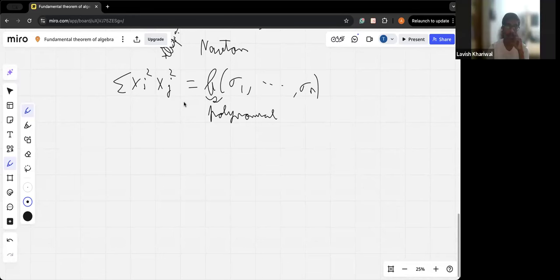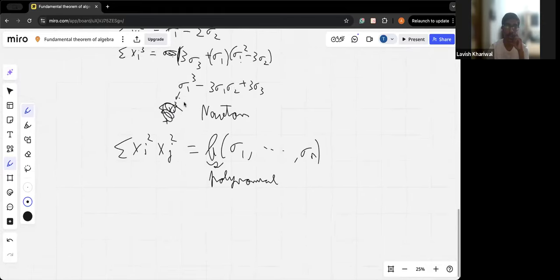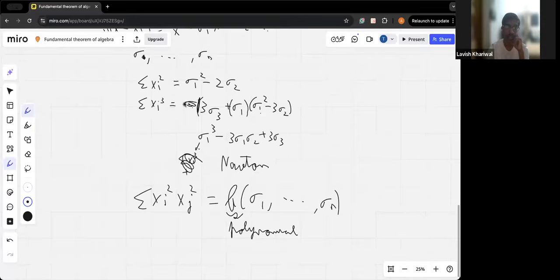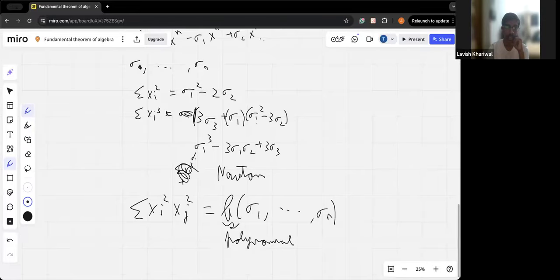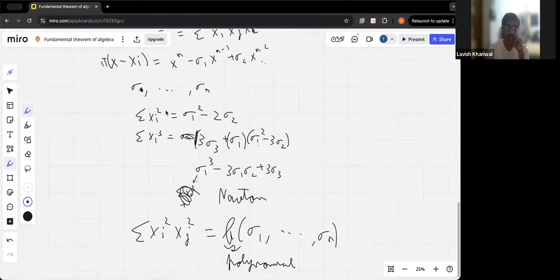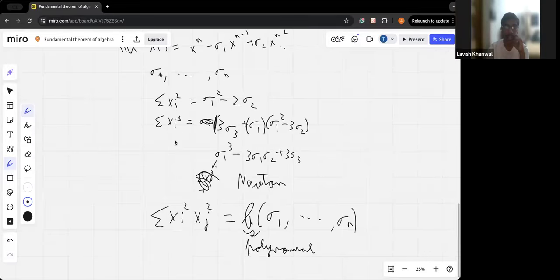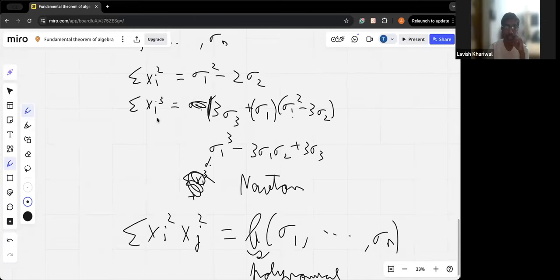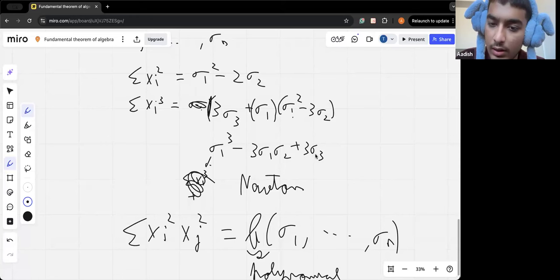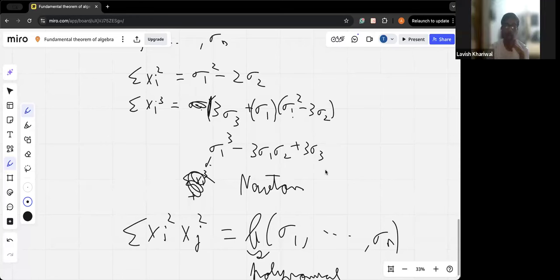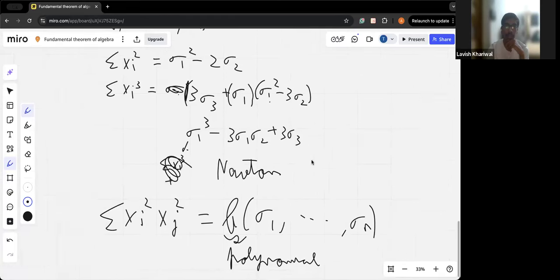Can you scroll up a bit and show which polynomial was involved in this? Like in this, let's say x1 cubed, we find x1 cubed. Which polynomial? Can you write the polynomial? Like rho 1 cubed minus 3 rho 1 rho 2 plus 3 rho 3. What is the polynomial involved there? No, this is the polynomial.